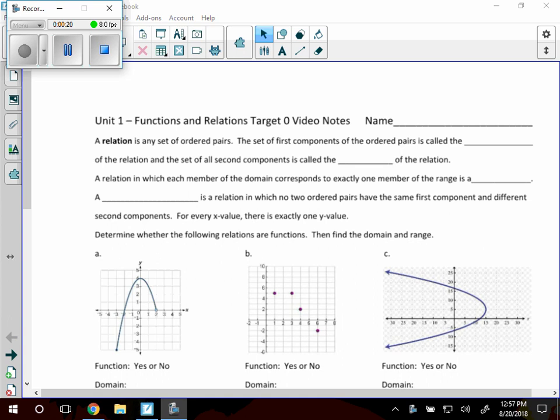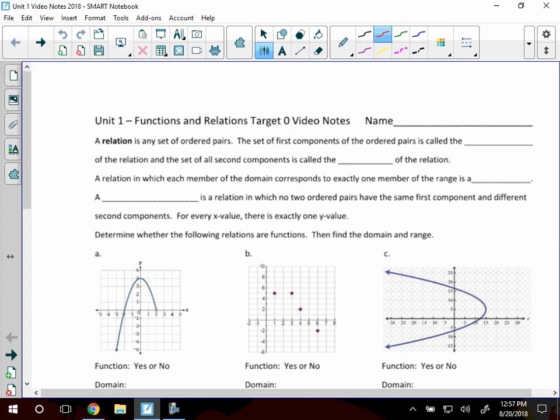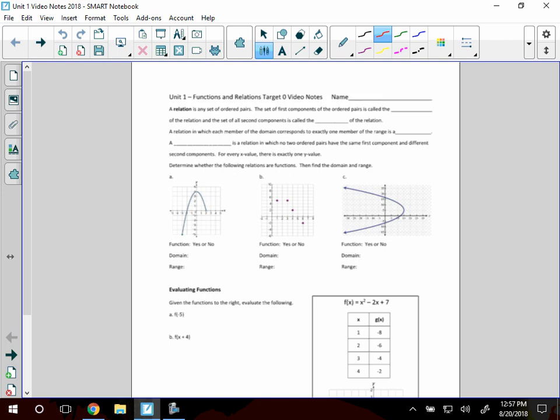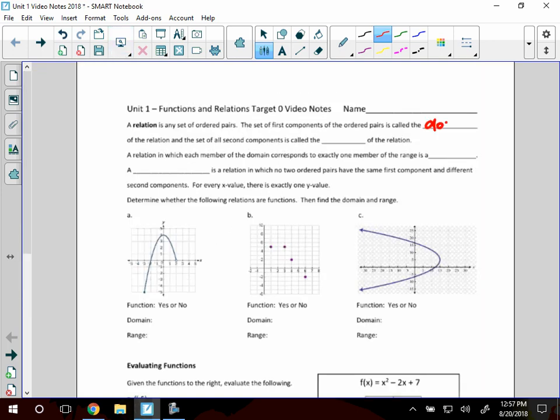The first set of components of the ordered pairs is called the domain. And all of the second components, that's called the range. And so if you think of an ordered pair, remember that's an x and a y value. So it's really saying domain is the x values and range are the y values.